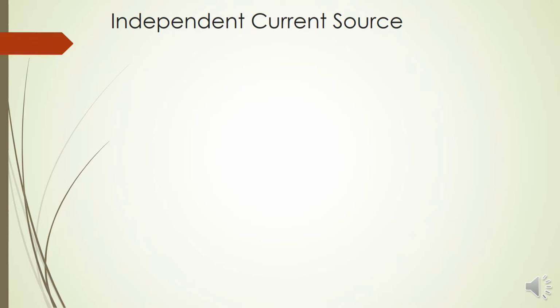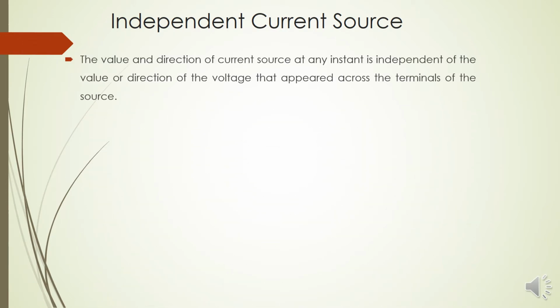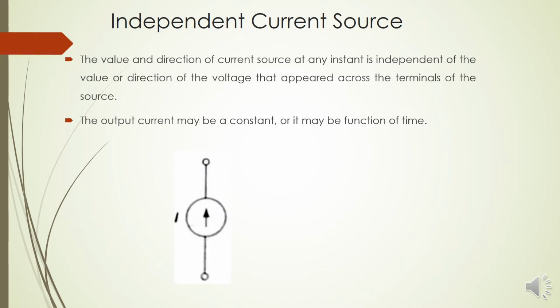Next, we will discuss the independent current source. The value and the direction of the current source at any instant is independent of the value or direction of the voltage that appears across the terminals of the source. The output current may be a constant or a function of time. This is the representation of a current source in DC circuits, and this is the representation of a current source in AC circuits with respect to time.